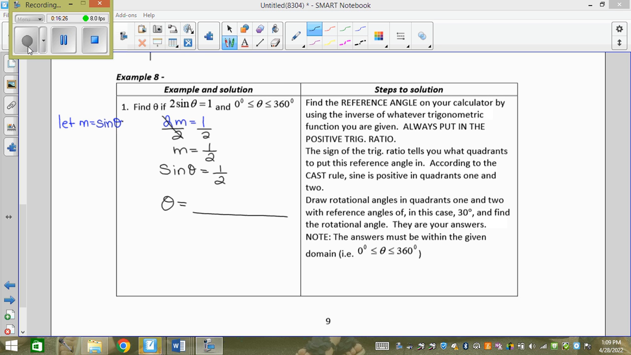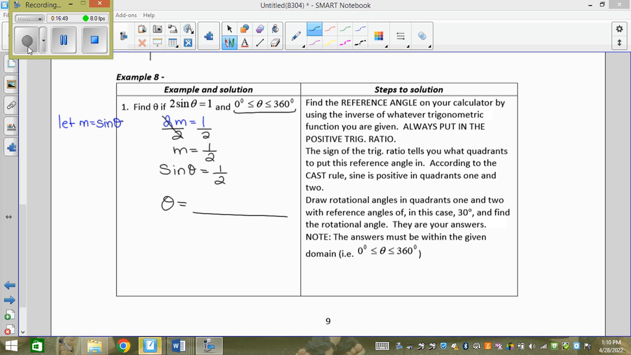How do I know which one? Well, they'll give you a restricted domain. So the restricted domain that they gave us up here was 0 to 360. So my answer needs to be in degrees because the restricted domain was in degrees, correct? And 0 to 360 is actually just the unit circle. So you go to the unit circle and you pull off all the places where sine theta equals a half. So you pull off all the degree spots where sine theta equals a half.